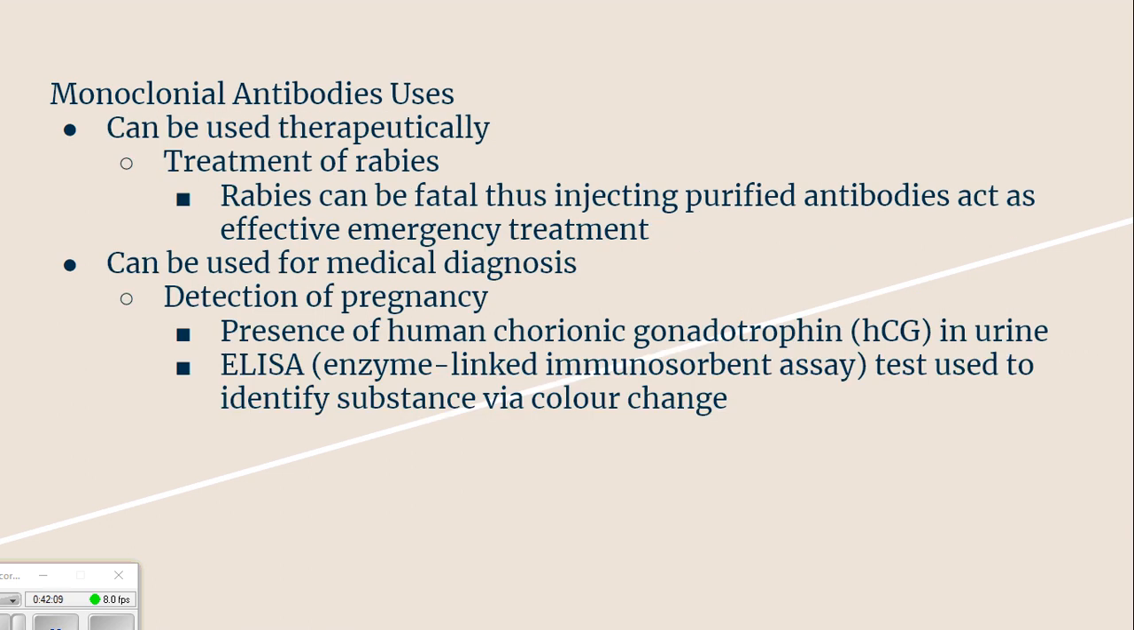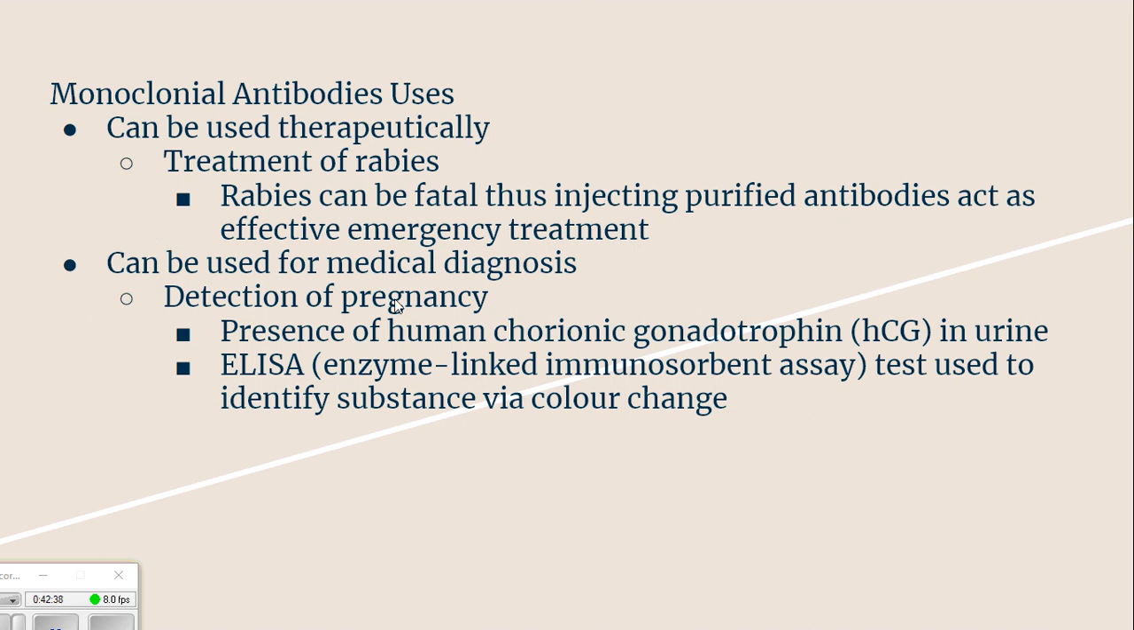And so monoclonal antibodies, like I said, have various uses. They can be used therapeutically. One example is in the treatment of rabies. Rabies can be fatal, so injecting purified antibodies will act as an effective emergency treatment. Those antibodies will bind to the rabies virus, helping prevent disease caused by that virus.